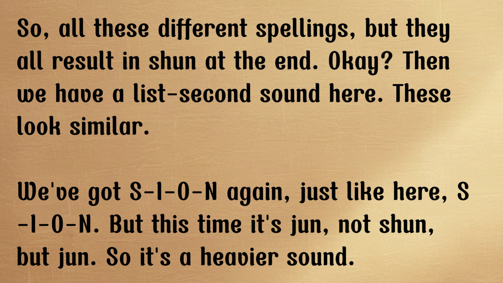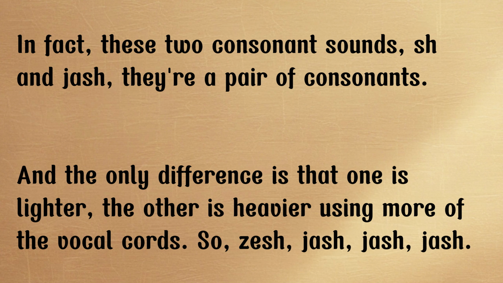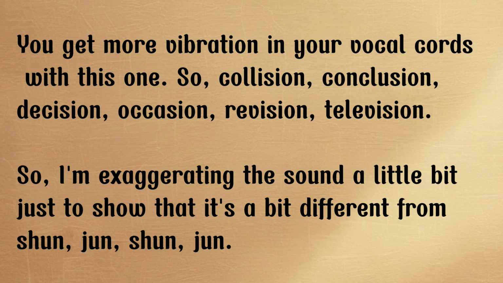Then we have a second sound here. These look similar. We've got SION again, just like here, SION. But this time it's zhun, not shun, but zhun. So it's a heavier sound. In fact, these two consonant sounds, sh and zh, they're a pair of consonants. And the only difference is that one is lighter, the other is heavier, using more of the vocal cords. So, sh, zh, zh, zh. You get more vibration in your vocal cords with this one.